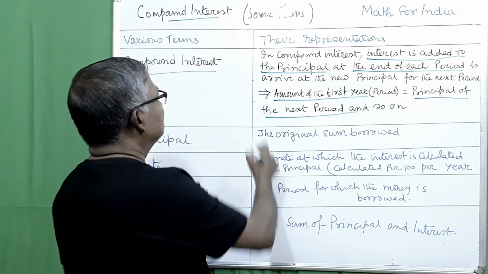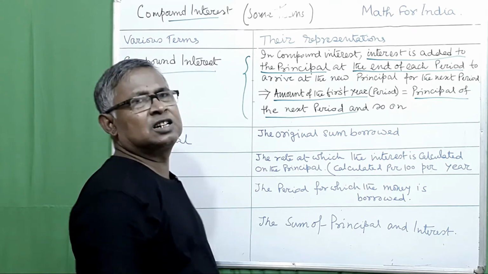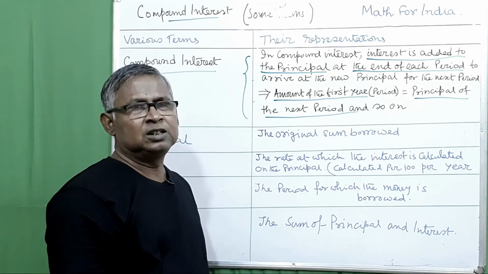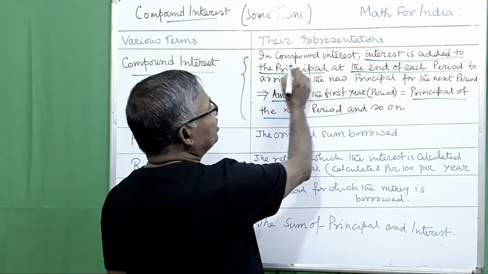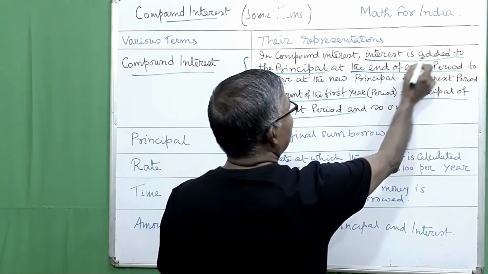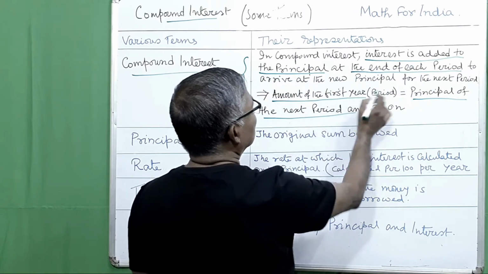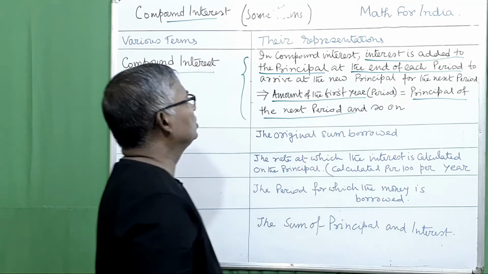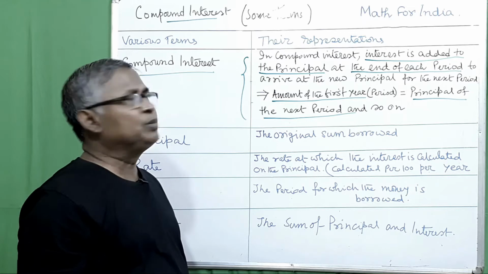Students, in simple interest, interest is charged uniformly throughout the period. But while calculating compound interest, interest is added to the principal at the end of each period. So, this is the vital difference between the two.